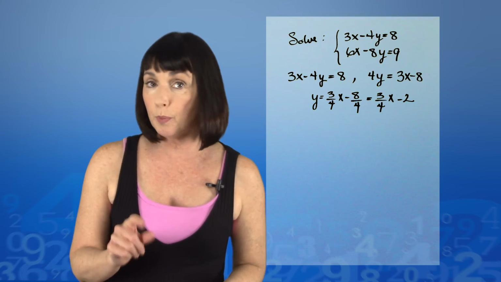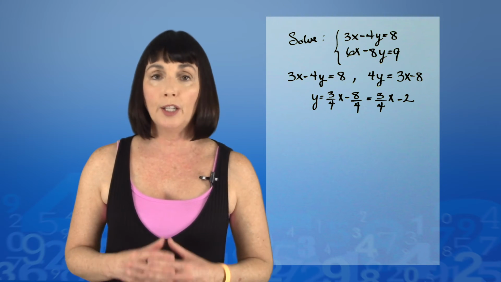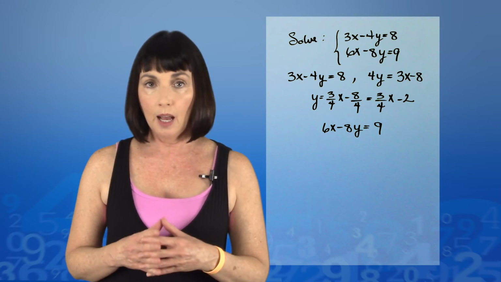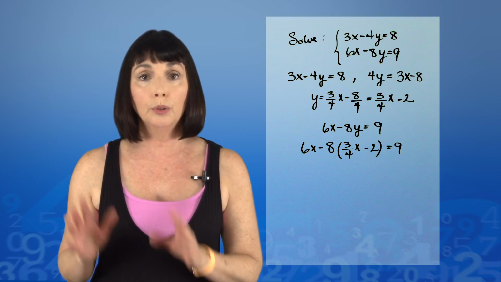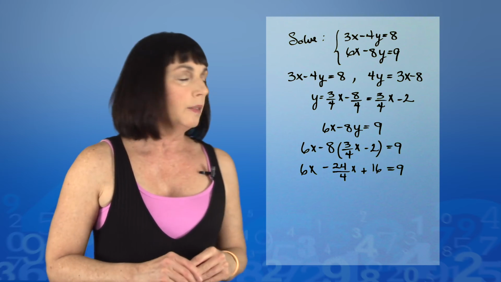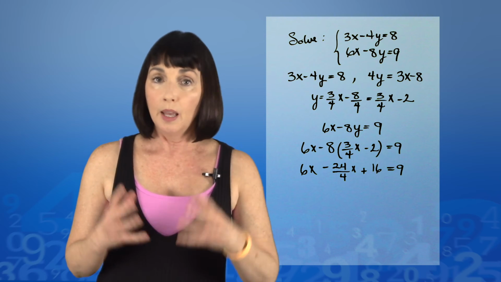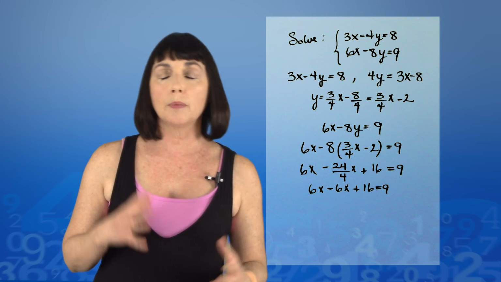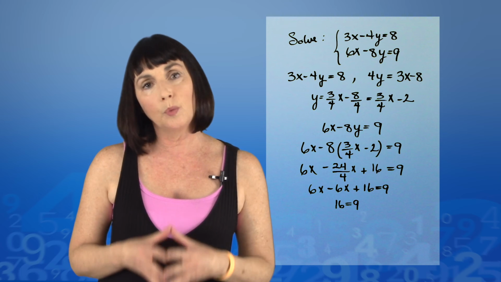Now I'm going to take that expression for y and put it into my other equation. My second equation is 6x - 8y = 9. Substituting in, I get 6x - 8 times the quantity 3/4 x - 2 equals 9. Distributing through, I get 6x - 24/4 x + 16 = 9. That gives me 6x - 6x + 16 = 9. 6x - 6x is just 0, so that gives me the statement 16 = 9.